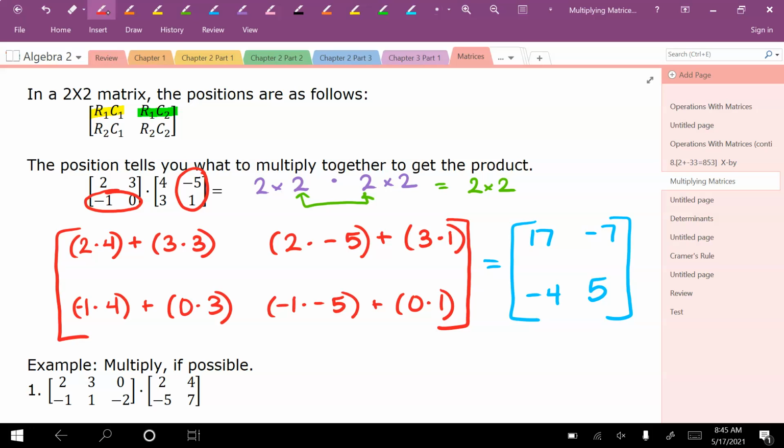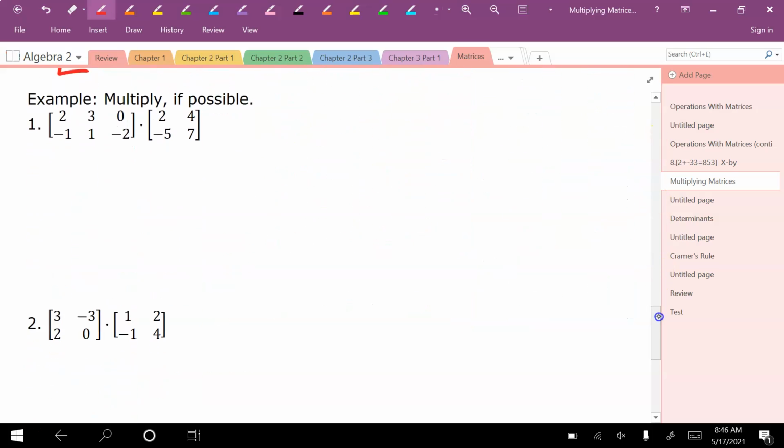Okay, and what I would do too, if we look at this next one, always check those dimensions first to make sure that you can multiply them. So remember, dimensions go number of rows by the number of columns. So what would be the dimensions of this first matrix in this first problem? How many rows are there? How many columns are there? So this would be a 2 by 3. What's the second matrix's dimensions?